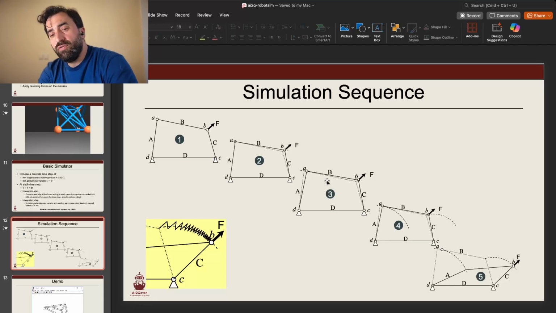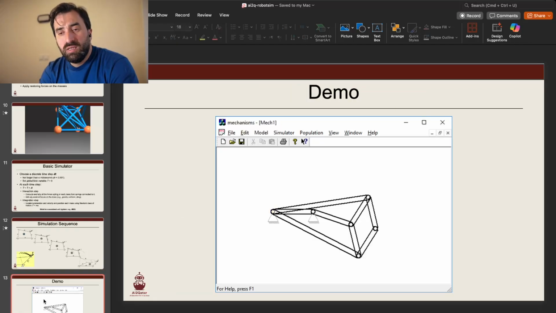So the overall force applied to a particular point mass, we refer to it as F, which is the result of all the forces applied to it.